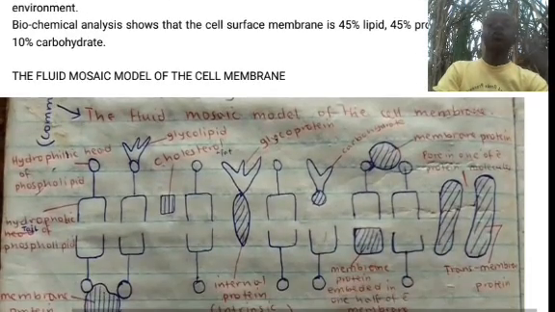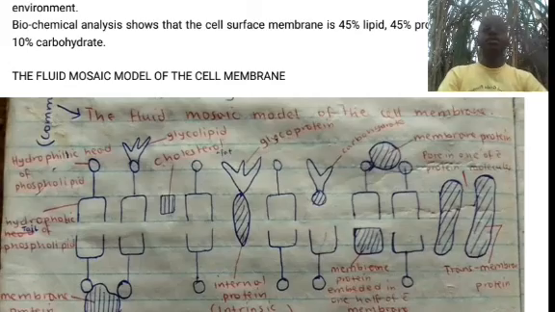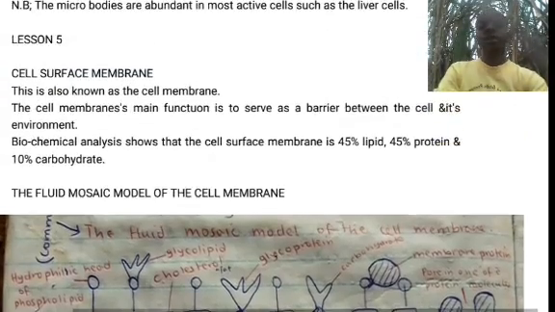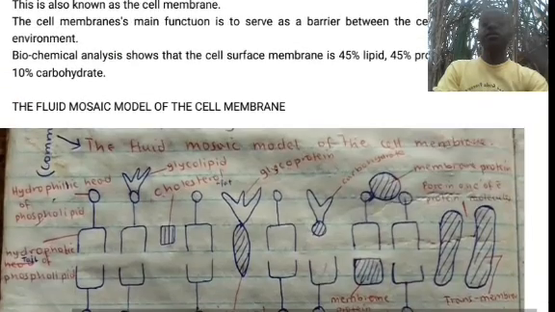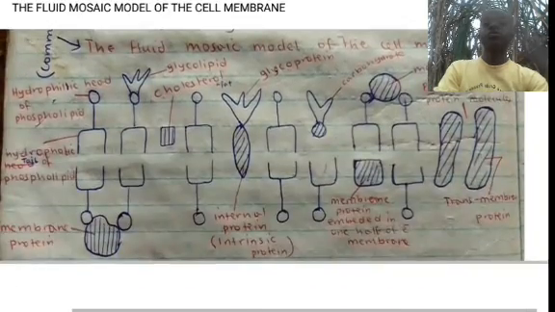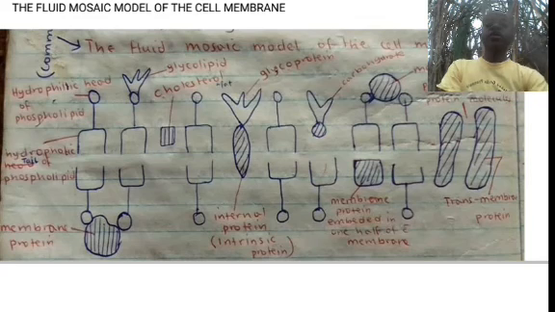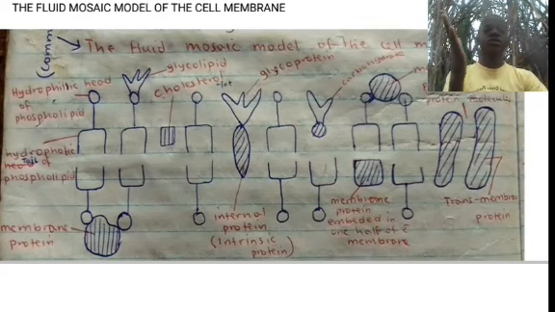Now, we have what we call the fluid mosaic model of the cell membrane. The fluid mosaic model of the cell membrane is the one that describes how the cell membrane looks like. In your O level, you just looked at the cell membrane, but you didn't go ahead to see what comprises the cell membrane. You just looked at the cell membrane, and that is why you stopped.